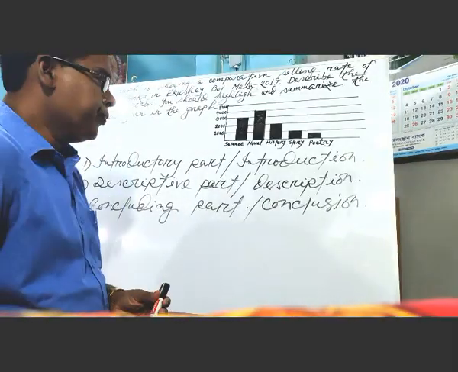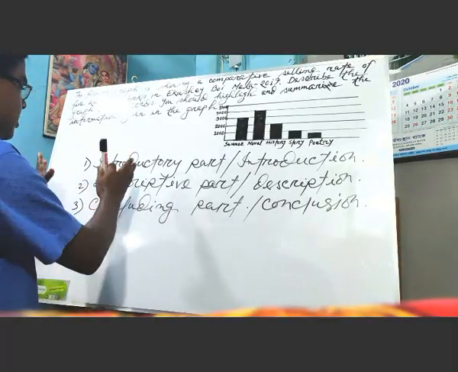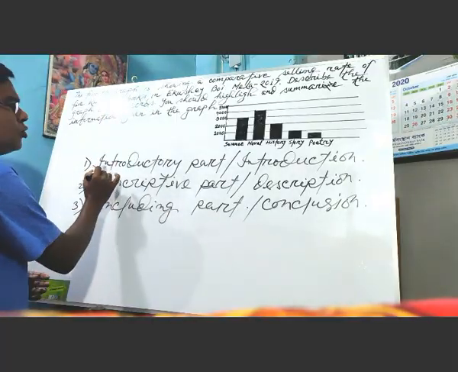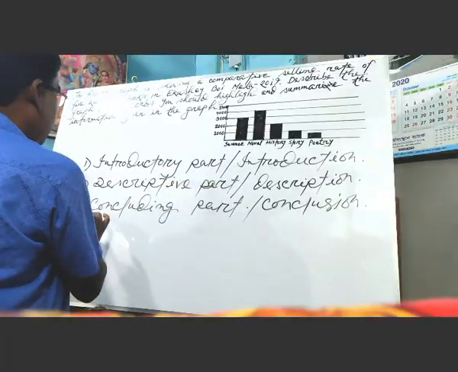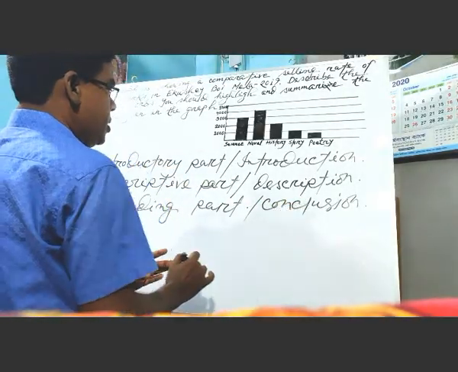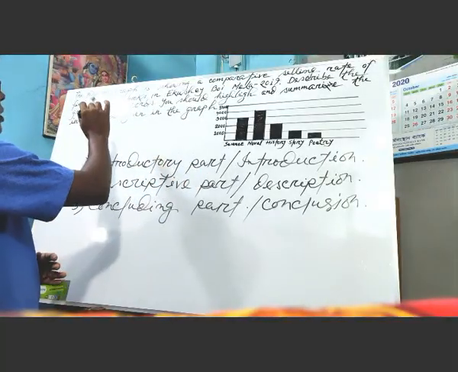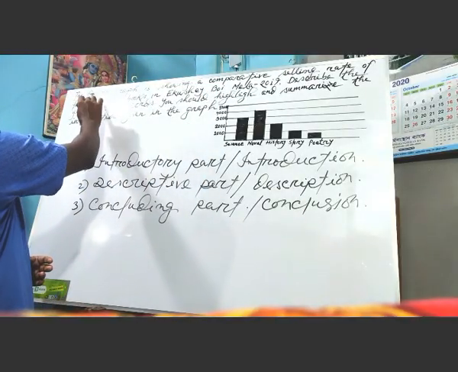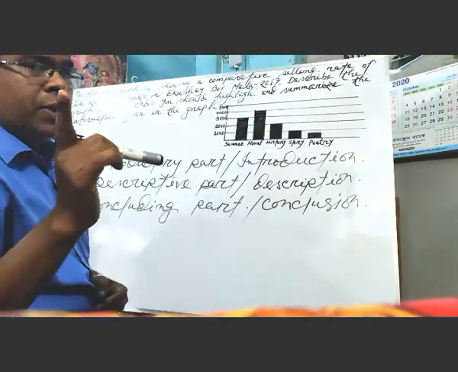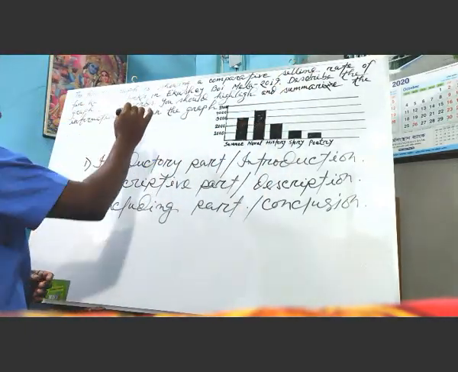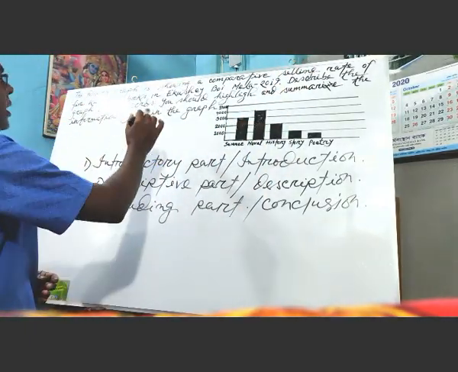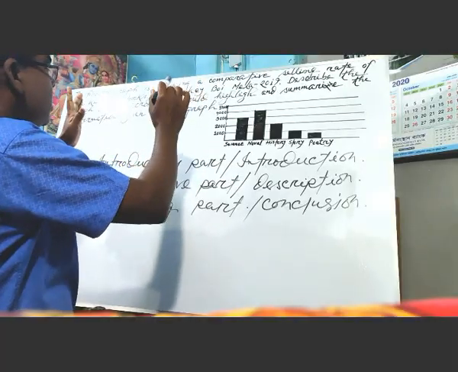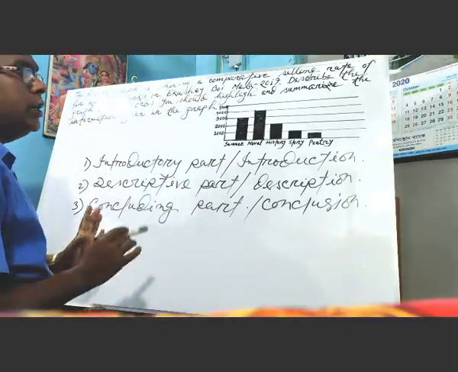Okay, understand boys? So in a graph chart, these are the 3 items that you will have to focus on: the introductory part, the descriptive part, and the concluding part. In the introductory part, you will go through the question. Look here, it is written: the following graph is showing a comparative selling rate of 5 kinds of books in Ekushe Boi Mela 2019. So this is the beginning. From there you will start, and this is called the introductory part.